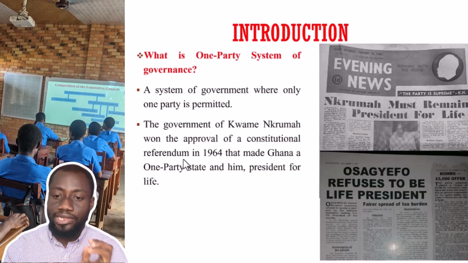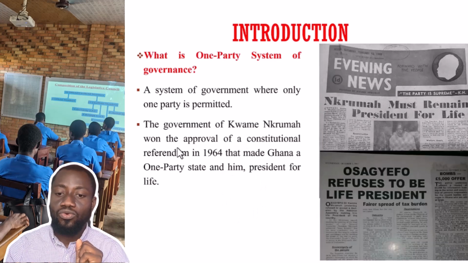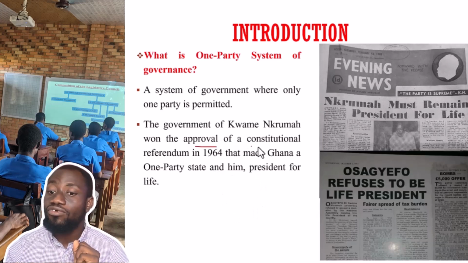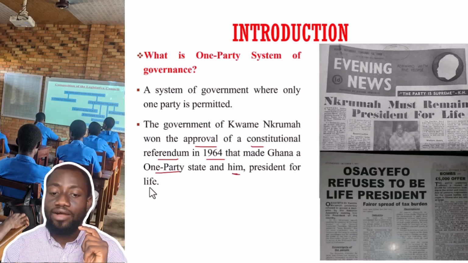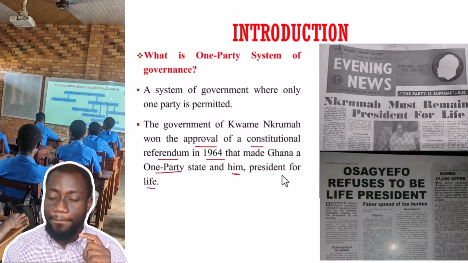Good. Now, the government of Kwame Nkrumah won approval of a constitutional referendum in 1964 that made Ghana a one-party state, and Nkrumah himself would, of course, be president for life.